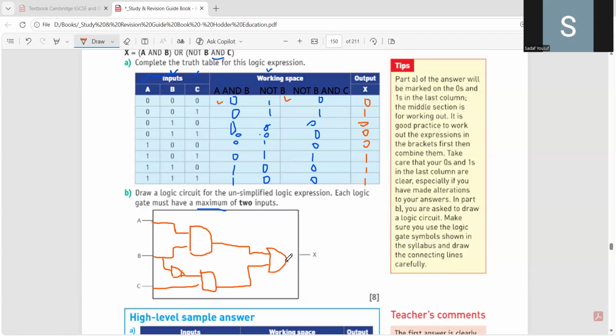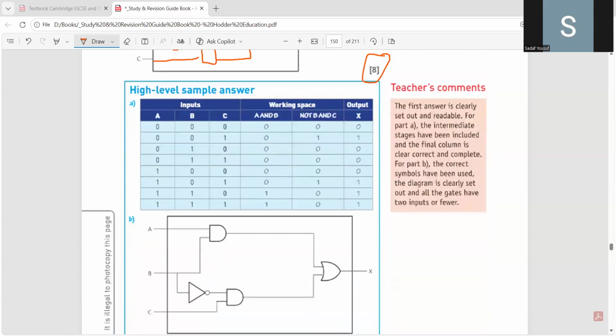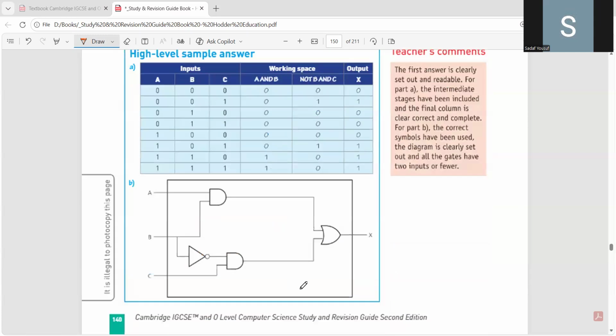Dear student, have you all drawn in the same manner as we have drawn? And this is how you can get 8 out of 8. Use the intermediate value space, working space, and this is your final answer. So you can see here, this is what you will draw. And once you are drawing with pencil, then with a sharpened pencil, your work will be more accurate. Any questions?